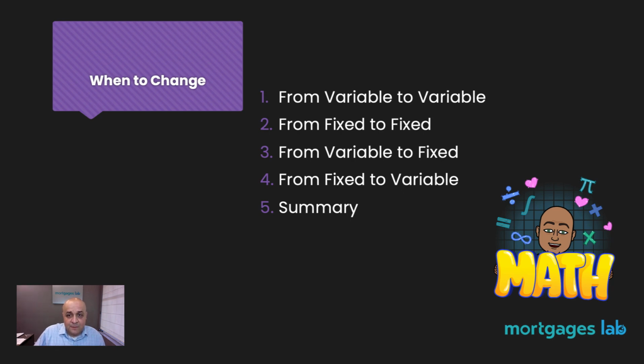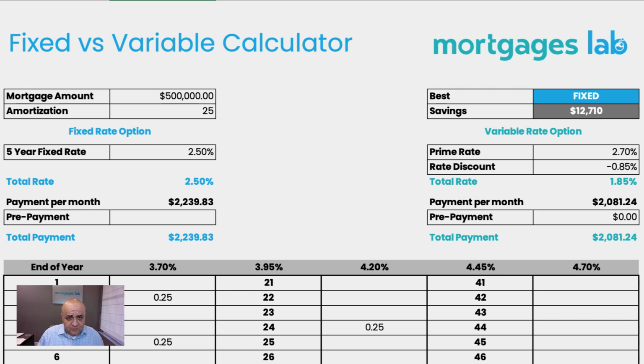Okay, so I've prepared some numbers here on having a $500,000 mortgage. Let's say the amortization is 25 years, and let's say you have a 2.5% fixed rate, and you're trying to decide if you should change to a 1.85 variable. Let's say you feel that the rates are going to start to increase, if you should change this 1.85 to a 2.5% interest rate. Okay, so let's look at the numbers.